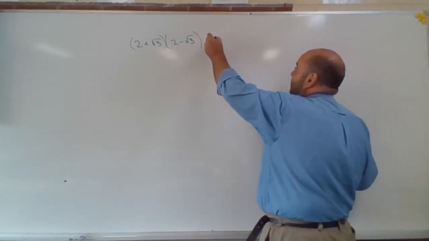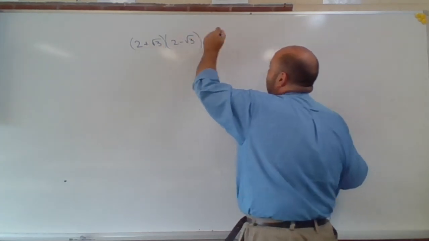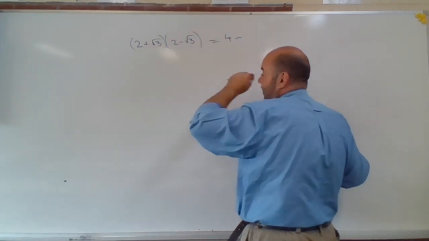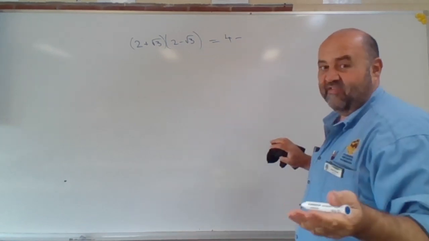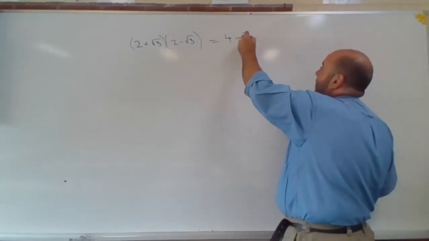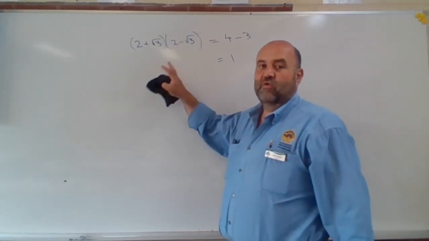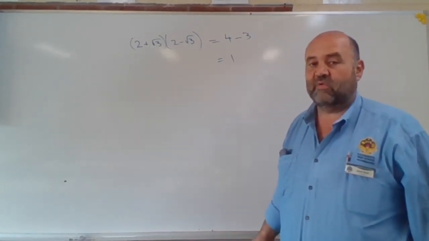It's going to be this guy squared, well, 2 squared is 4, minus this guy squared. Well, root 3 squared is 3. So that equals 1. Okay, so 2 plus root 3 times 2 minus root 3 equals 1.